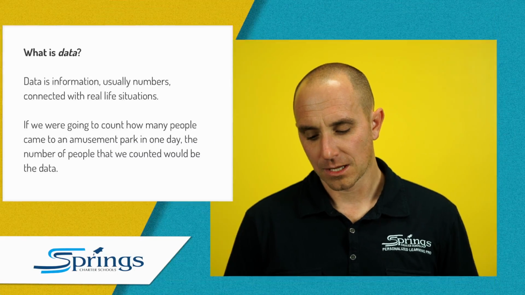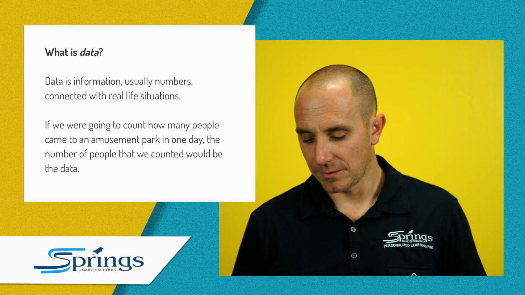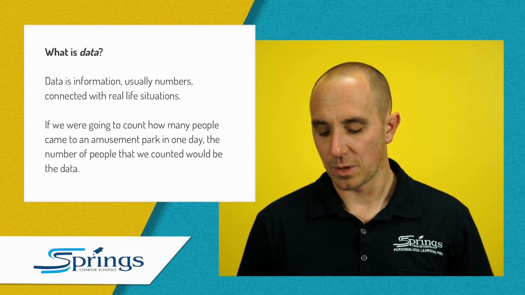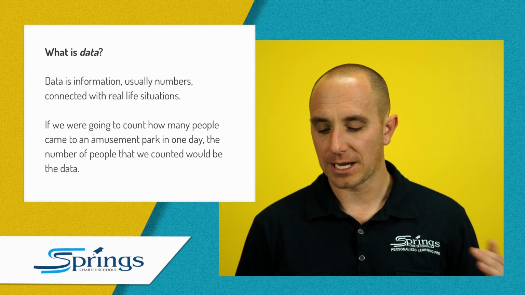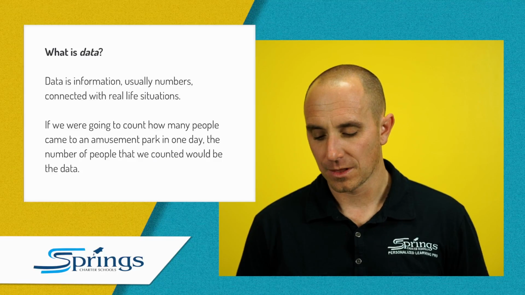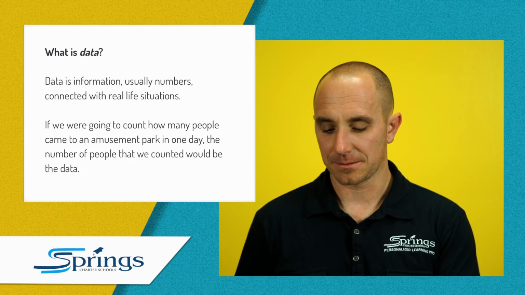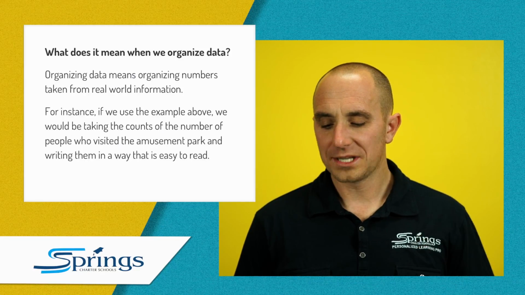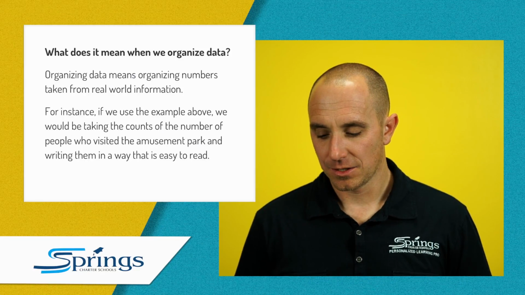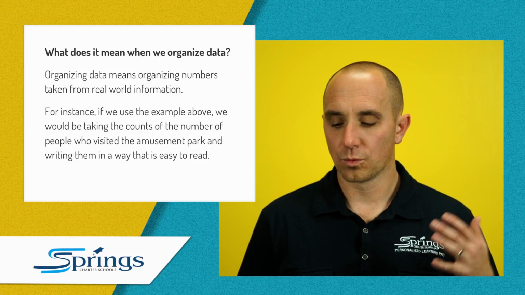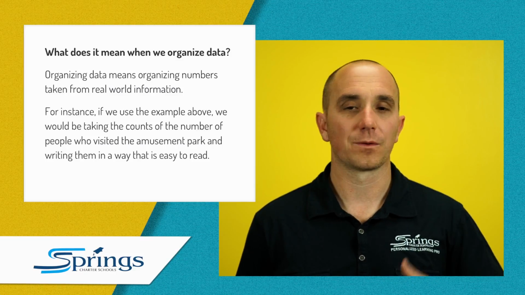So here we go. We talked about what data is, and we talked that data is usually numbers connected with real life situations. So if we're going to count how many people came to the amusement park like we did already, the number of people that we counted would be the data that we'd be collecting. Now, what does it mean when we organize data? Organizing data means to organize numbers from the real world information from those situations.